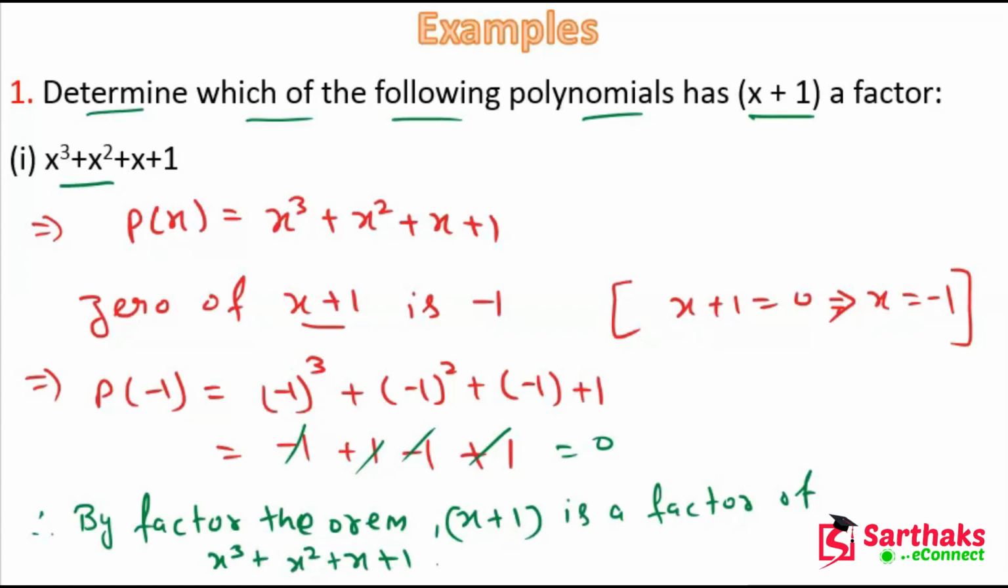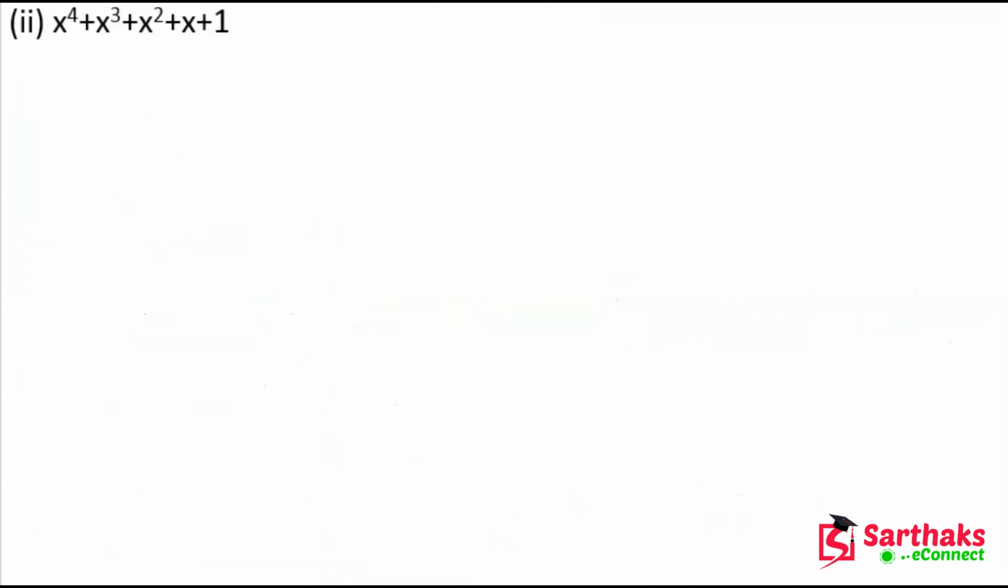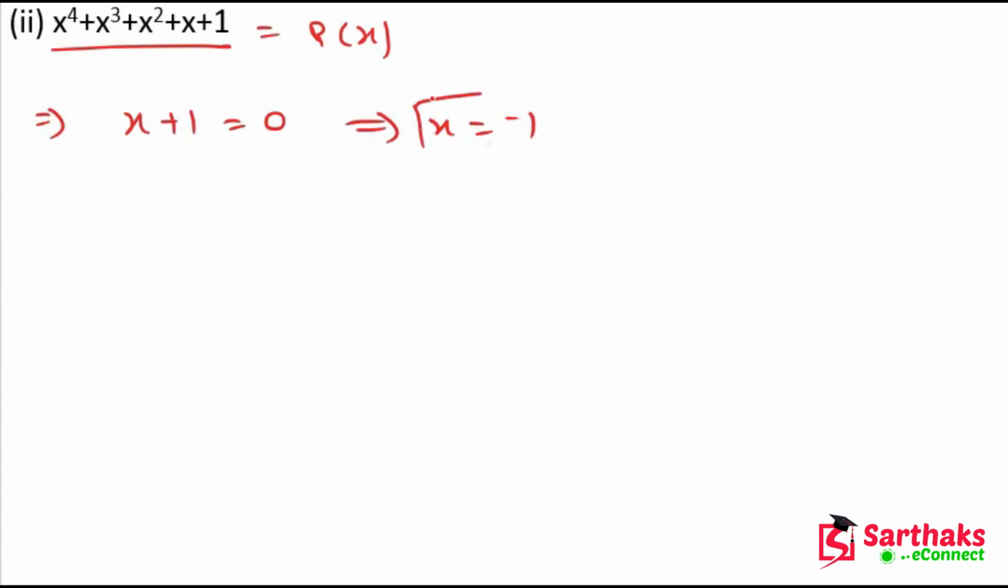I hope you get this point. Now let's see the next question, which is x raised to power 4 plus x cube plus x raised to power 2 plus x plus 1. This is equal to p of x. Here we have x plus 1 equal to 0, so we get x is equal to minus 1. We have to put the value of x in this equation.